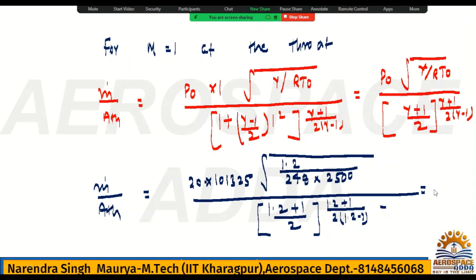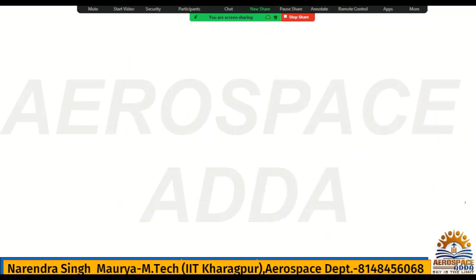After solving this, the approximate value will be about 1669.5. This is the approximate value. Now you got m dot by A_th.